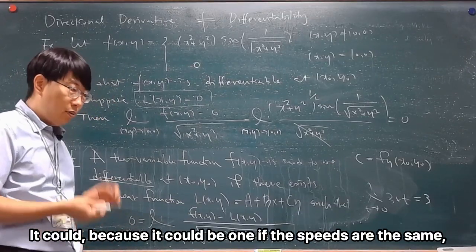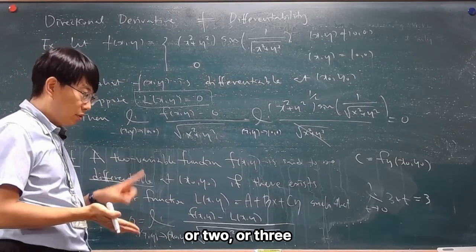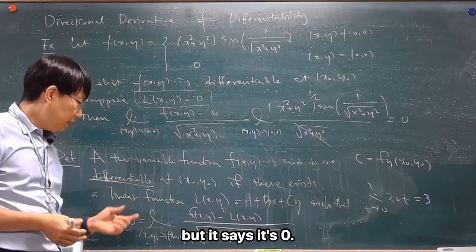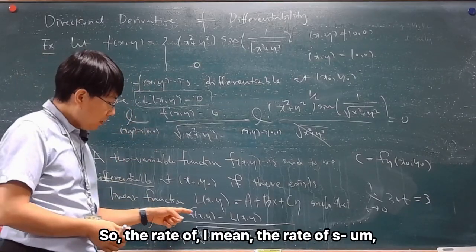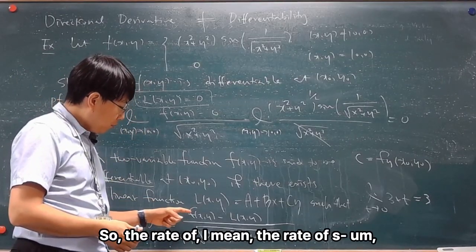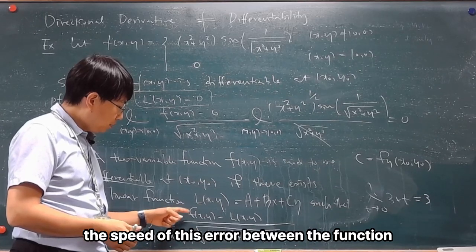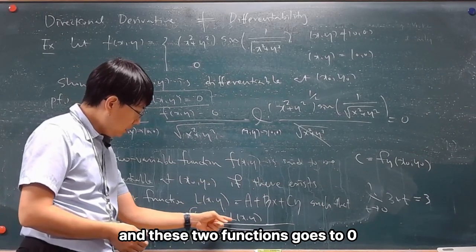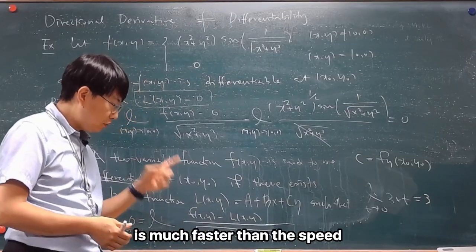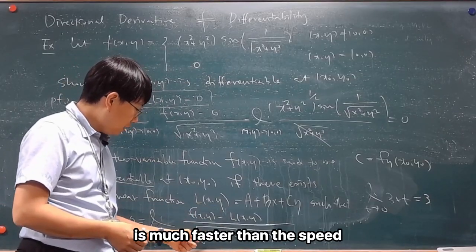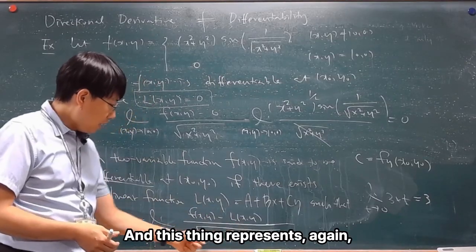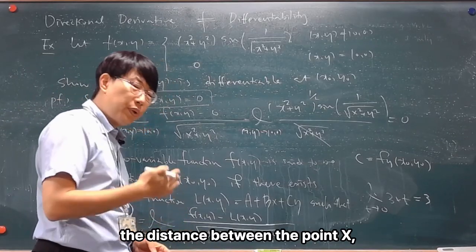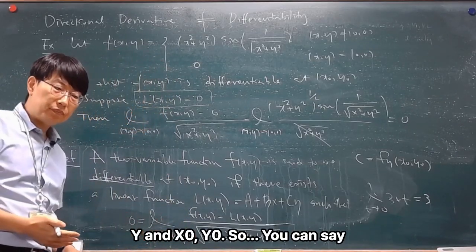It could be 1 if the speeds are the same, 2 or 3 if the speeds are in that proportional ratio, but it says it's 0. So the speed at which the error between the function and these two functions goes to 0 is much faster than the speed at which this thing goes to 0. And this thing represents, again, the distance between the point xy and x0, y0.